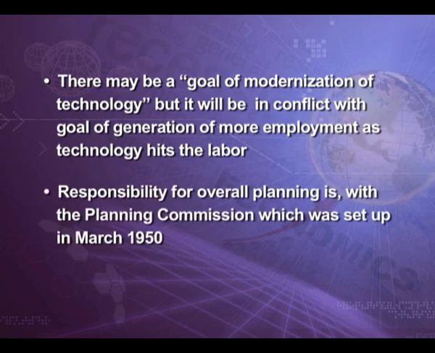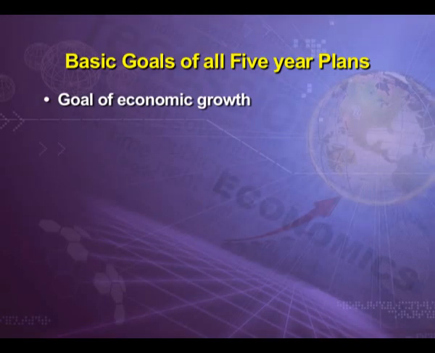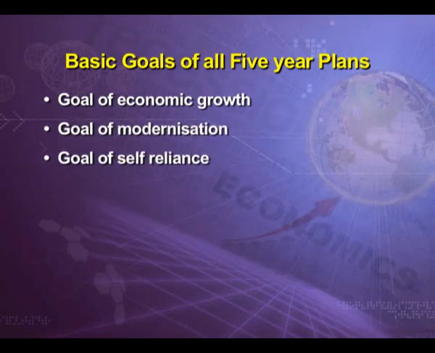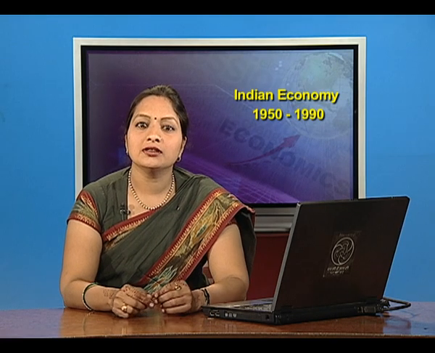So, the ultimate responsibility for overall planning is with the Planning Commission, which was set up in March 1950. This Planning Commission set several socio-economic objectives to be achieved under various 5-year plans. But whatever may be the objective of any 5-year plan, the basic goals behind all 5-year plans are categorized into 4 categories. These 4 basic goals are goal of economic growth, goal of modernization, goal of self-reliance and goal of equity. Let's discuss these 4 basic goals of 5-year plans one by one.